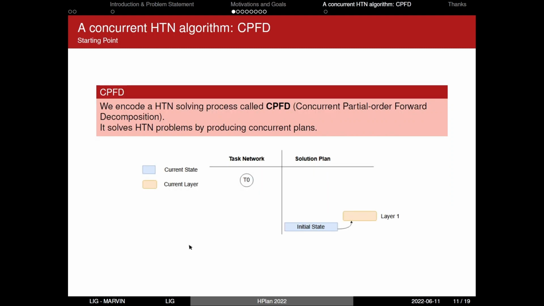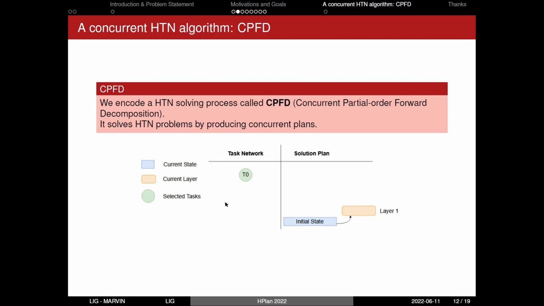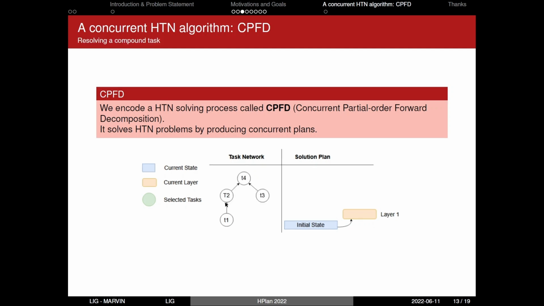This algorithm starts from a task network and tries to build a concurrent solution plan based on this task network by, at each iteration, selecting a task that is not constrained and resolving it. So for instance, here we have an initial task T0, which is the only one that can be selected. So we select this task and we apply a resolution of this task. In this case, this task is a compound task. It can be decomposed using a method. And let's say we have a method decomposing into 4 tasks, here 3 primitive and 1 compound.